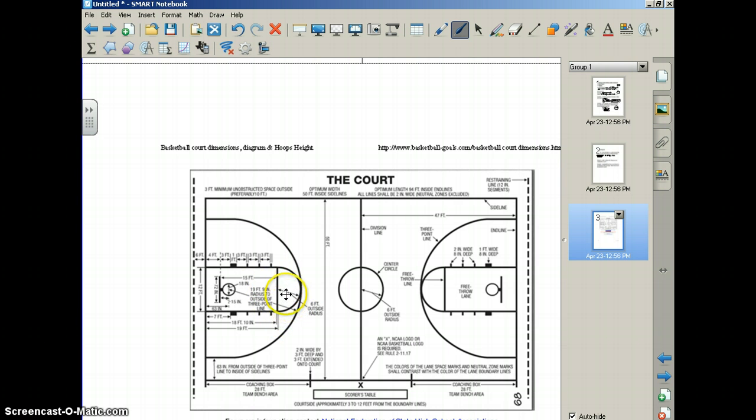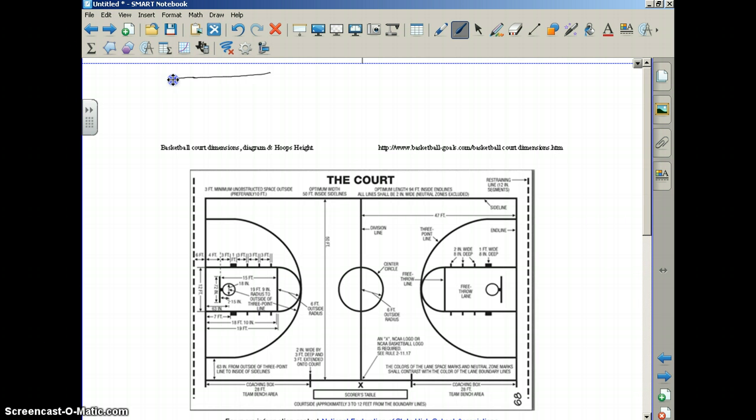So let's kind of draw this out here, and we can read the dimensions off of the diagram. So we have a rectangular area plus a semicircular area. And I can read off the diagram that this has a 6-foot outside radius. So this area here is 6 feet.